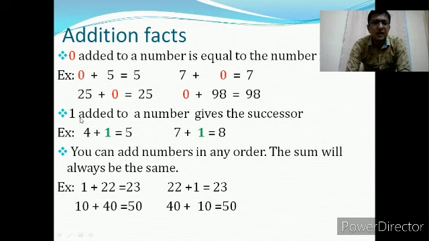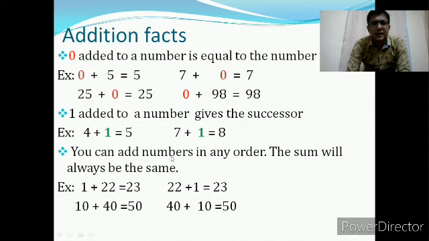Similarly, we have one more rule regarding 1. If 1 is added to a number, it gives the successor. Suppose I add 1 to 4, what will I get? 4 plus 1, 5. Now this 5 is the successor of 4. Similarly, 7 plus 1 is equal to 8. Now this 8 is the successor of 7.